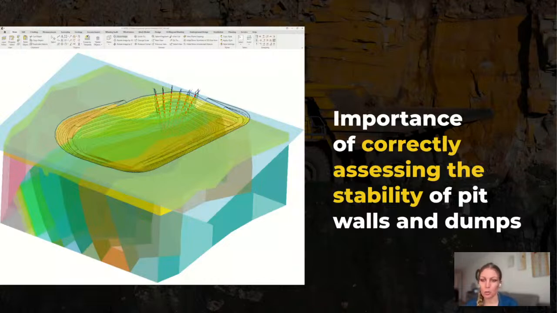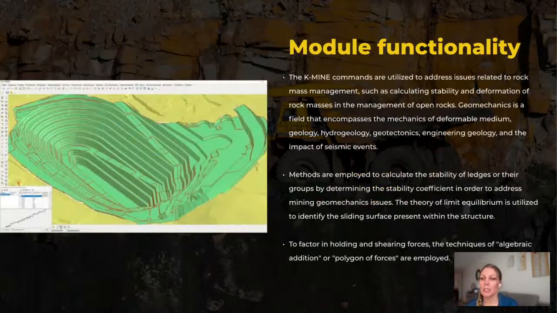In these scenarios, closed analytical dependencies are no longer applicable, and the researchers must turn to numerical or digital models to assess the stress-strain state of pits and dumps with various shapes and compositions. These numerical models allow us to evaluate pits and dumps composed of rocks with arbitrary structures and variable physical and mechanical properties. So as far as K-Mine software, our tasks allow our users to manage rock masses, helping them tackle complex issues such as calculating stability or deformation in open rocks.